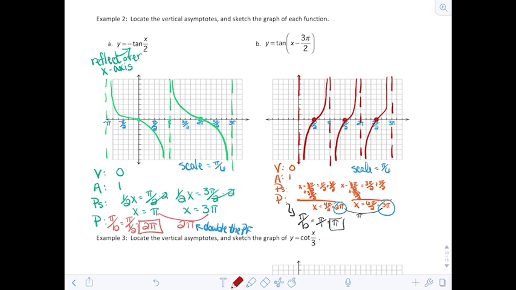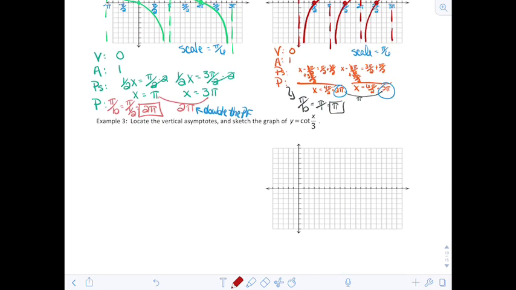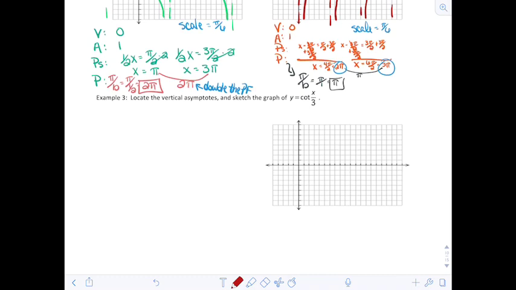Now let's look at a cotangent graph. So we want to locate vertical asymptotes and sketch the graph of the cotangent of x over 3, or we can write that as the cotangent of 1/3 x, either one. So, there is no vertical translation, amplitude is 1. Now the phase shift. For cotangent, I'm going to take 1/3 x and set it equal to my first asymptote for cotangent, which is 0. We just really need to know that from the parent function. That's how I know that. And then 1/3 x equal to my next asymptote in cotangent, which is pi.